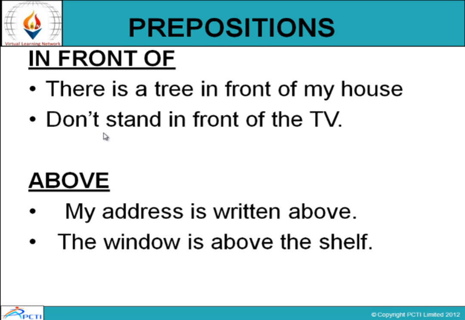Above. My address is written above. The window is above the shelf. It's different from on. As I explained, with on, the surfaces of two things are in contact. Above, when things are in the same line position-wise but they are not touching, they are not in contact, then we use above.